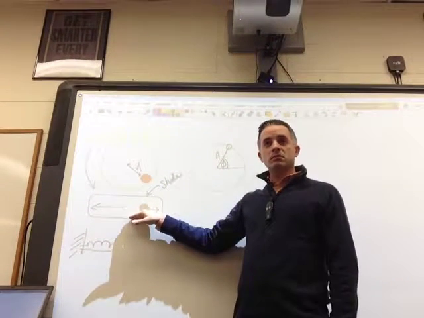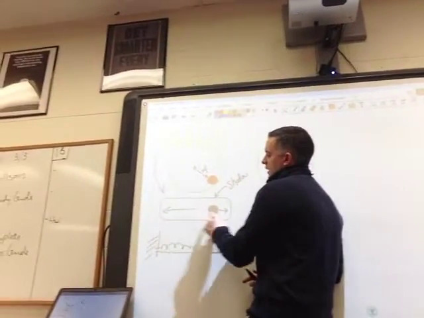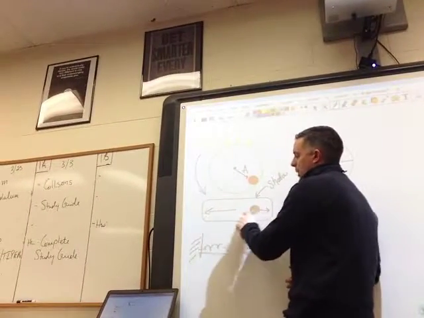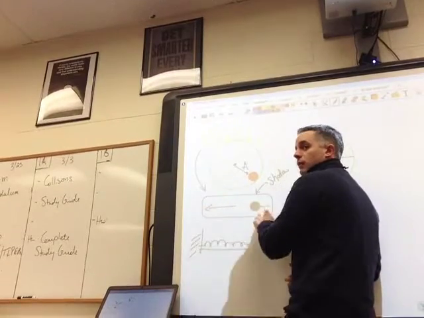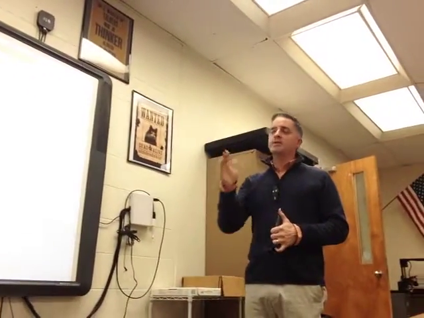Does that make sense? Pretty easy? Are we okay with that? So on the screen, we see the shadow of the ball going back and forth, back and forth. Make sense? Okay.